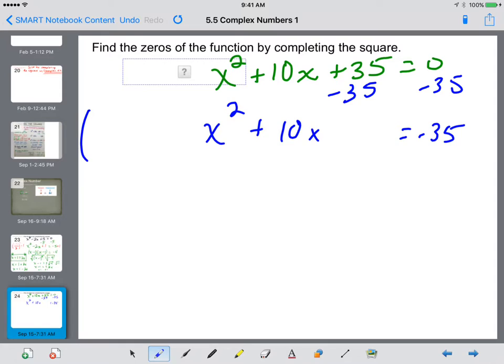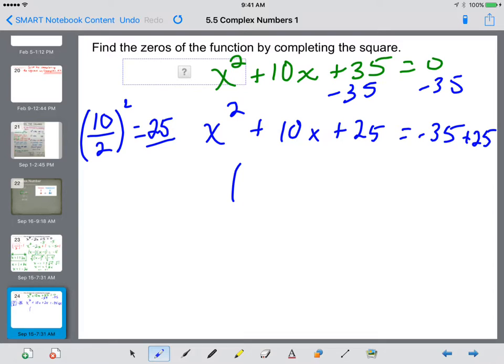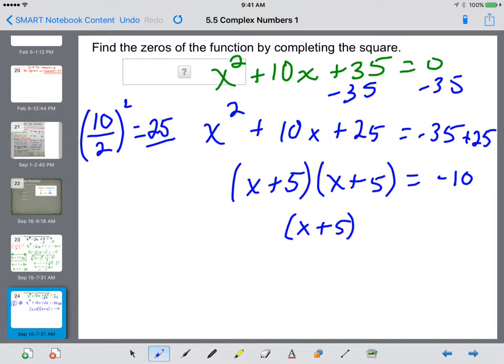Now, I need to take half of b. b is 10. Cut it in half, square it, and we would get 25. So I'm going to add 25 to both sides. Okay. On the left side here, I'm going to factor. So two numbers I multiply to get 25 and add to get 10 are 5 and 5. So we get x plus 5 times x plus 5 equals negative 35 plus 25 is negative 10. Okay. Put those terms together as x plus 5 to the second power equals negative 10.